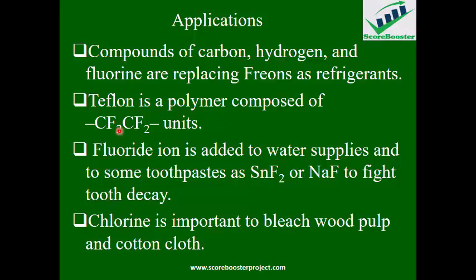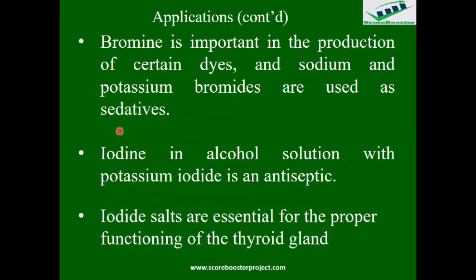Fluoride ion is added to water supplies and some toothpaste. Yes, fluoride ion is very, very useful. Chlorine is used to disinfect water. Chlorine is also important to bleach wood pulp and cotton cloth. So there are many uses of all these.